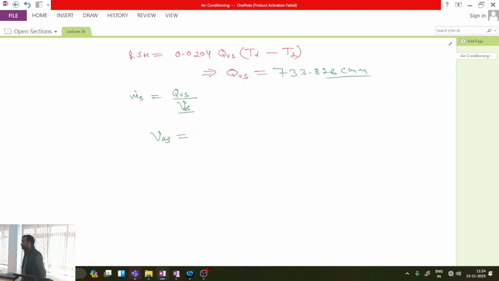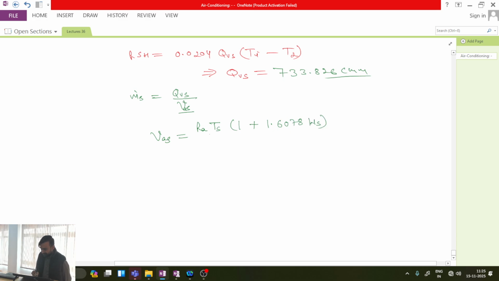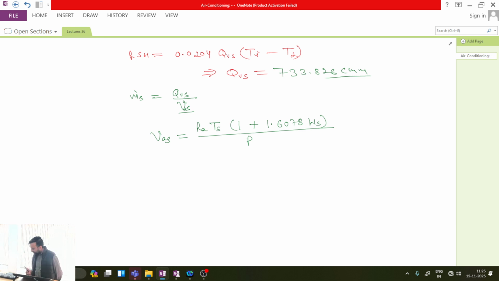What is specific volume? VAS is equal to RAT into 1 plus 1.608 WS upon P. This is the formula we derived in the previous lecture. Okay. So calculate VAS, how much it is.